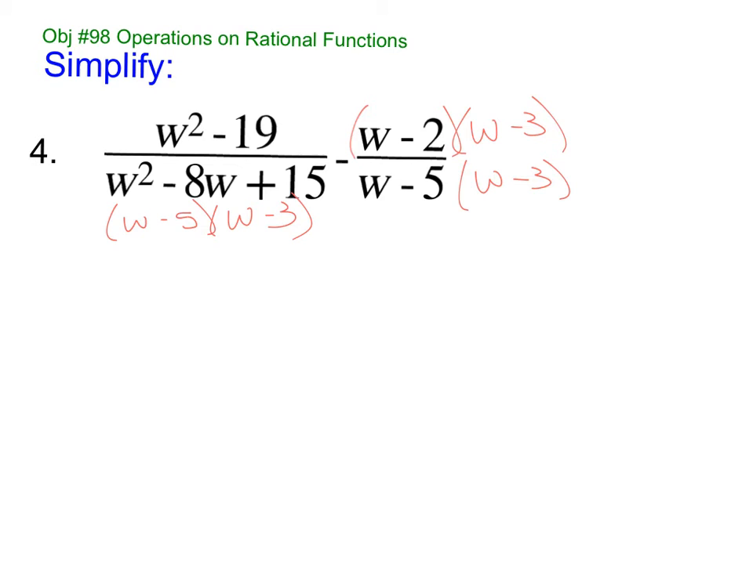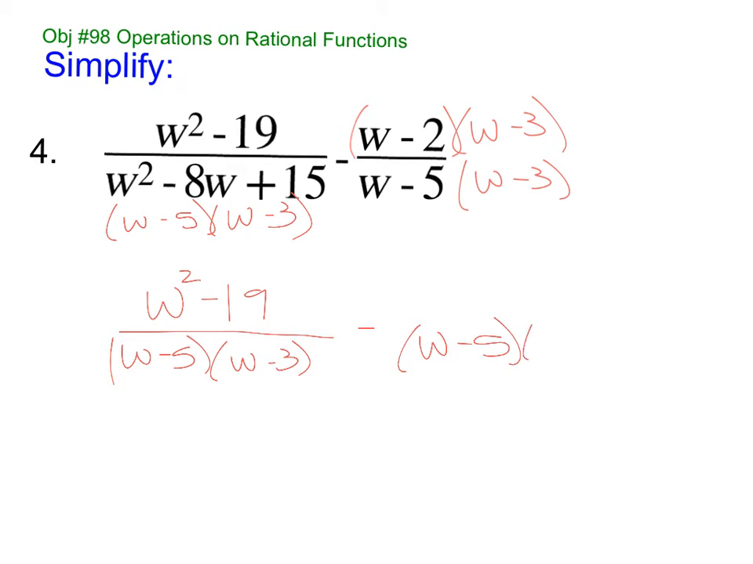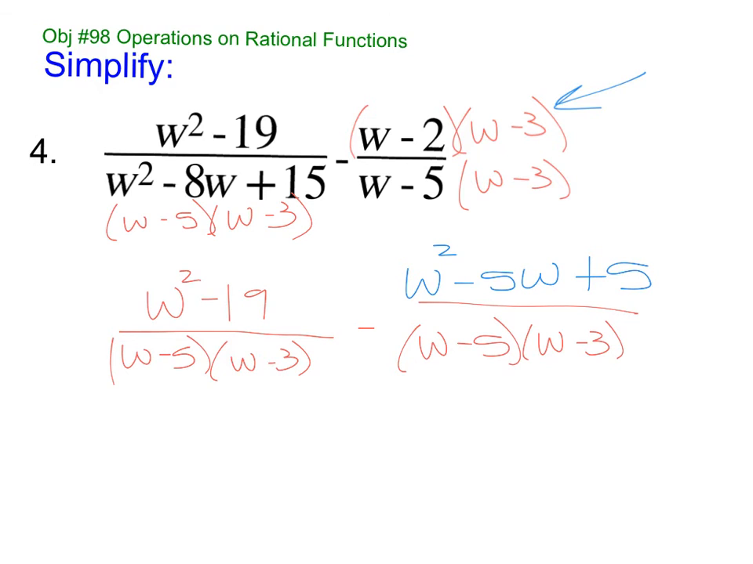All right, so my bottom, w minus 5, w minus 3, w squared minus 19, which is a really awkward looking difference of two perfect squares. Now with these, we are going to multiply the top out because we're going to be able to combine like terms. So I'm going to FOIL this top, right? So we get w squared minus 5w plus 5 plus 6, just kidding. 2 times 3 is 6, not 5.